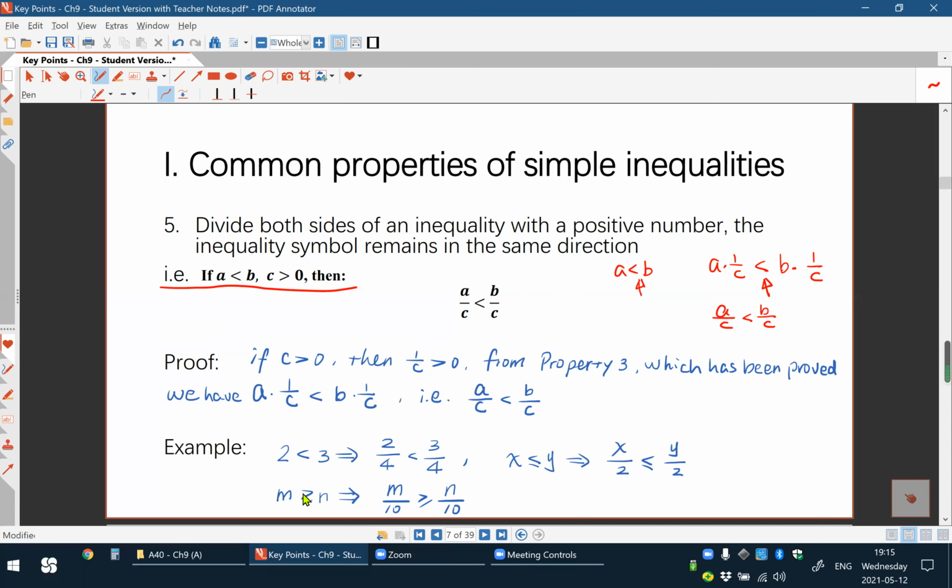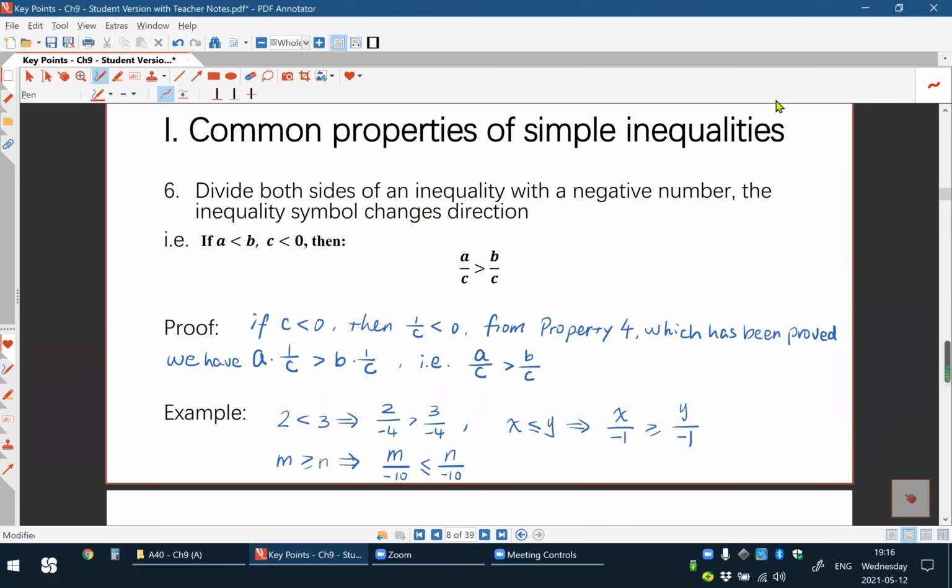Or if we have m is greater than or equal to n, we know that m over 10 is greater than or equal to n over 10. Okay, any questions? No? Okay, let's see the next.